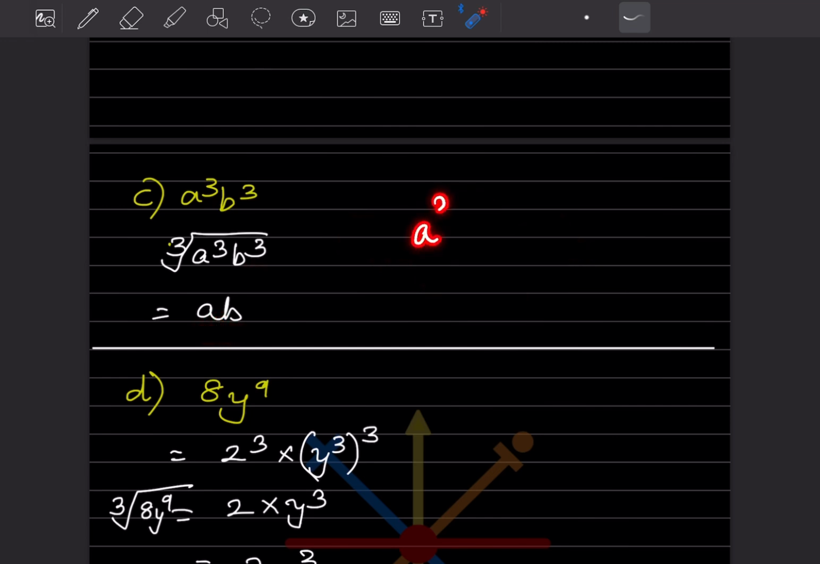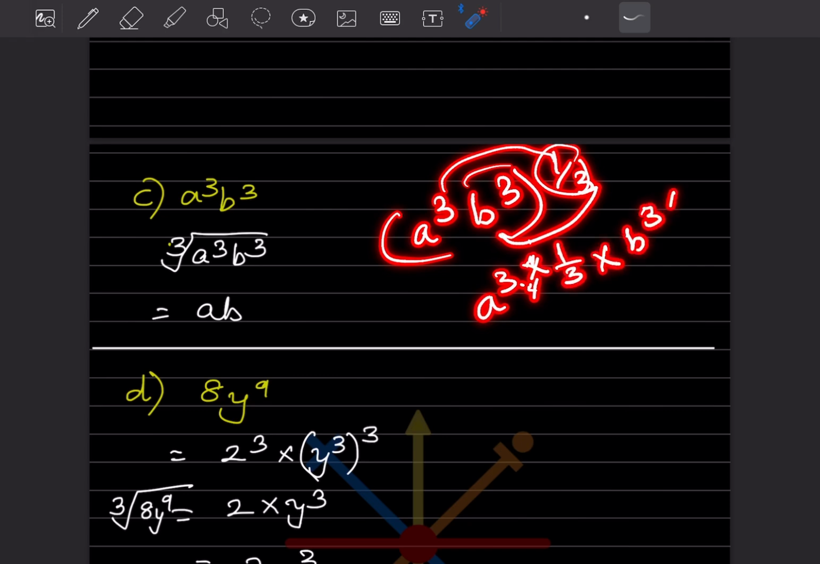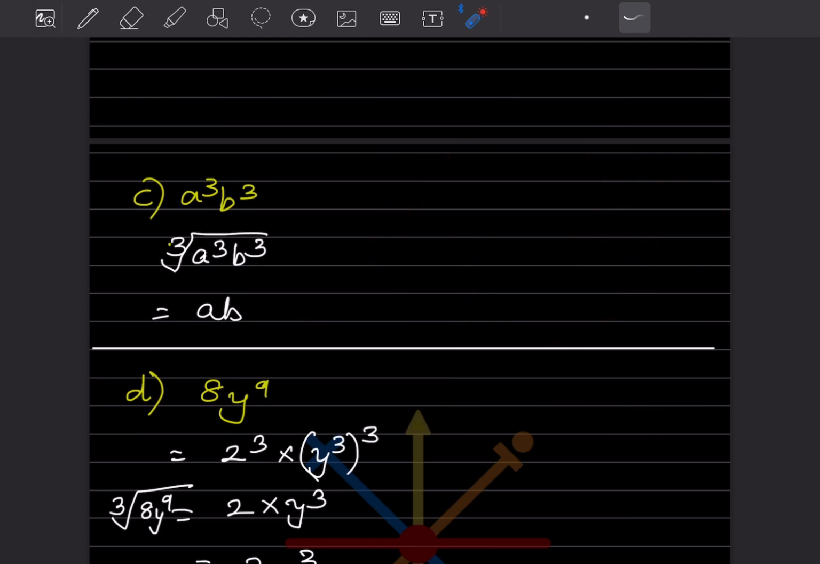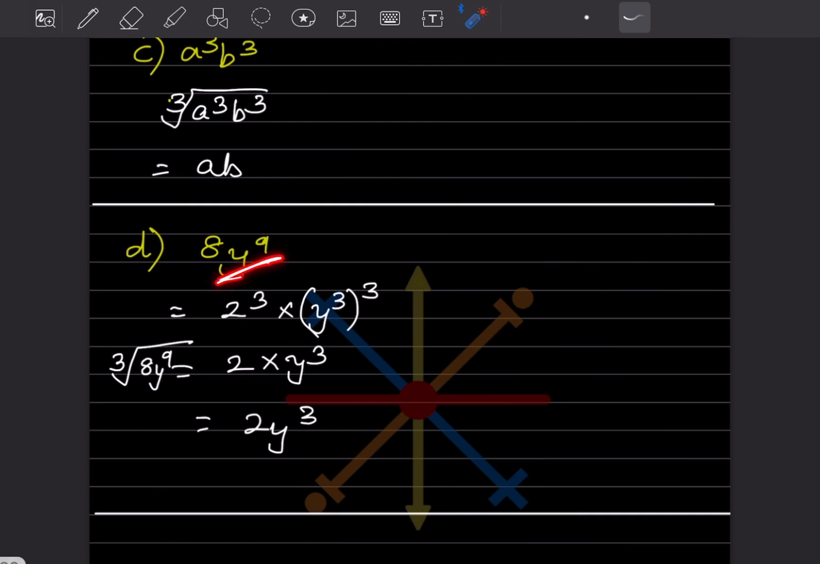Or you can also do it this way: a cube, b cube, if you want, raised to 1 by 3. So now you are going to multiply this exponent into this and into this. So a cube into, sorry, this will come in the exponent, into 1 by 3, and b cube into 1 by 3. So what happens here? This and this get cancelled, 1. This and this get cancelled, 1. So what remains is a raised to 1, that is going to be a, and b raised to 1, that is going to be b. You can also do it this way if you get confused with writing directly. Anyways, you can write. Now here, 8y^9.